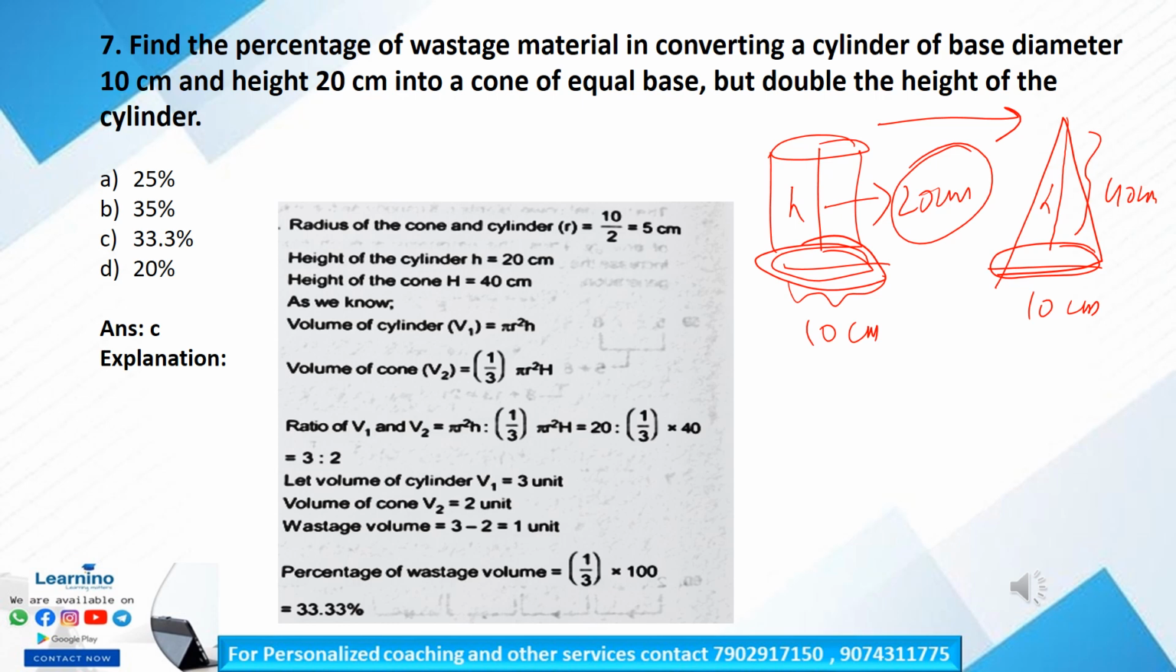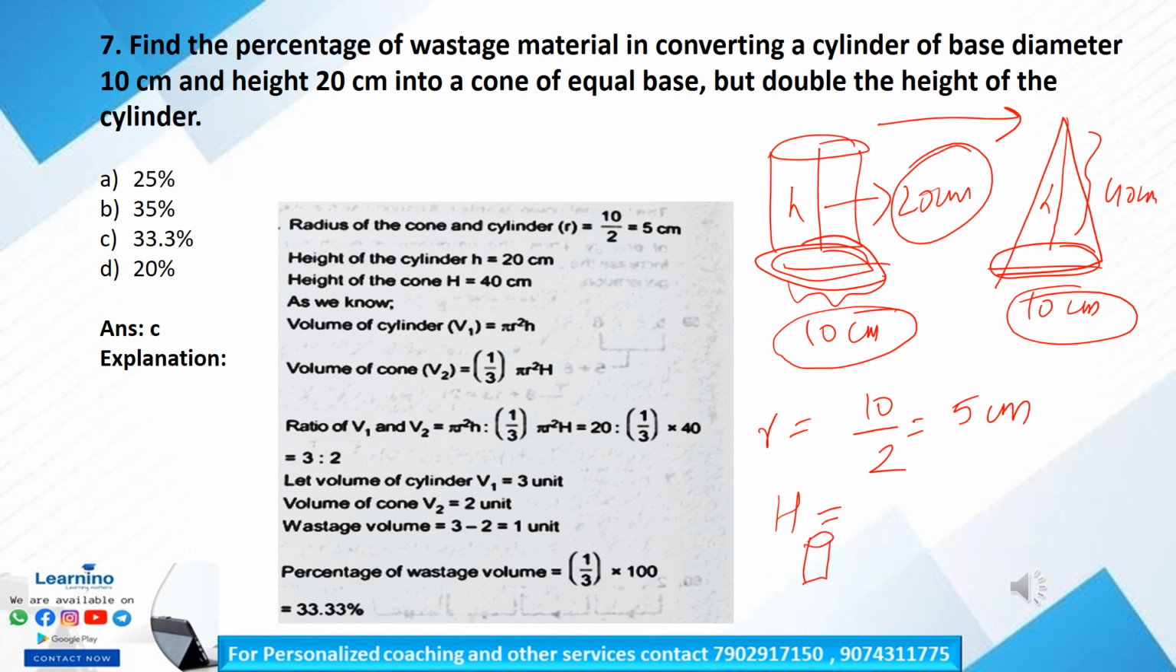So 20 into 2 is equal to 40. Okay, so the radius of the cone and cylinder is 10 divided by 2. Since they are given the diameter of the cone and cylinder as 10, the radius r of the cylinder and cone, both, is 10 divided by 2, which is equal to 5 centimeter. Is it clear? Then the height of the cylinder, h, is equal to 20 and the height of the cone is equal to 20 into 2, that is 40 centimeter.